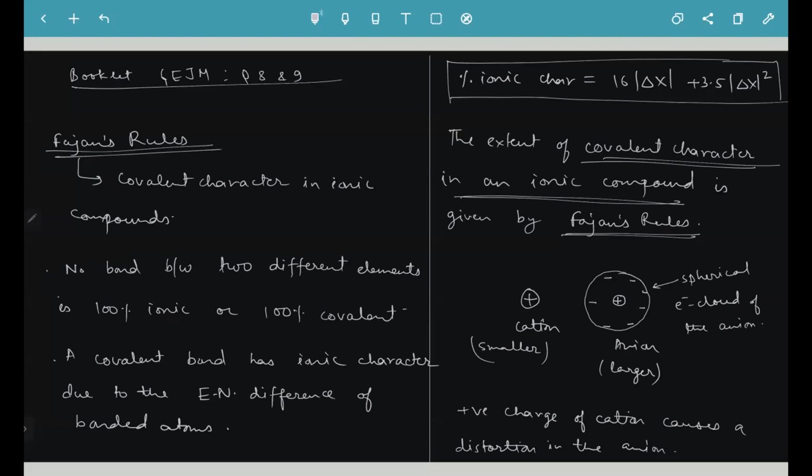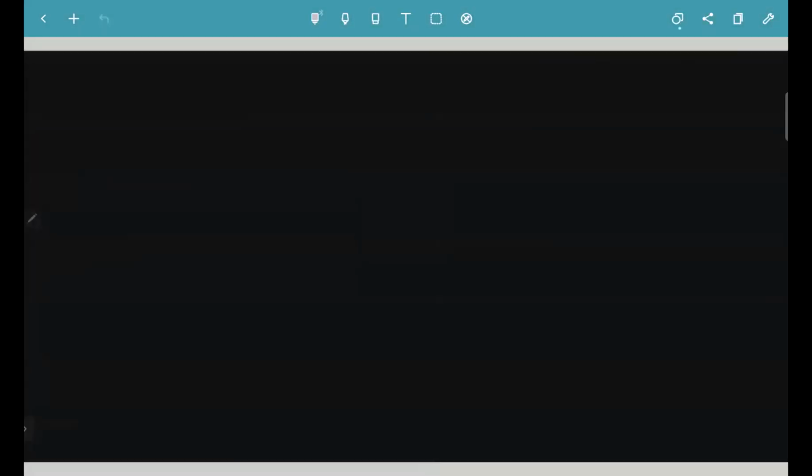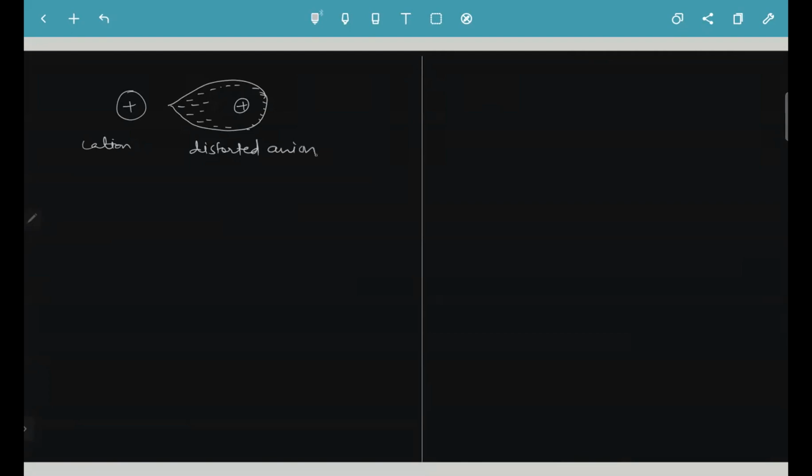How will it cause a distortion? It will attract the electrons towards itself. It will repel the nucleus away from itself. It results in a distortion of the anion. ठीक है? कैसा डिस्टॉर्शन होगा मैं देखो नेक्स्ट पेज में एक्सप्लेन करता हूँ. The cation will attract the electron cloud towards itself and it will repel away the nucleus. The distortion results in the shift of electron density. The electron density shifts towards the cation. This is the cation. This is the distorted anion. So due to the electrostatic force of attraction from the cation, the anion undergoes distortion.